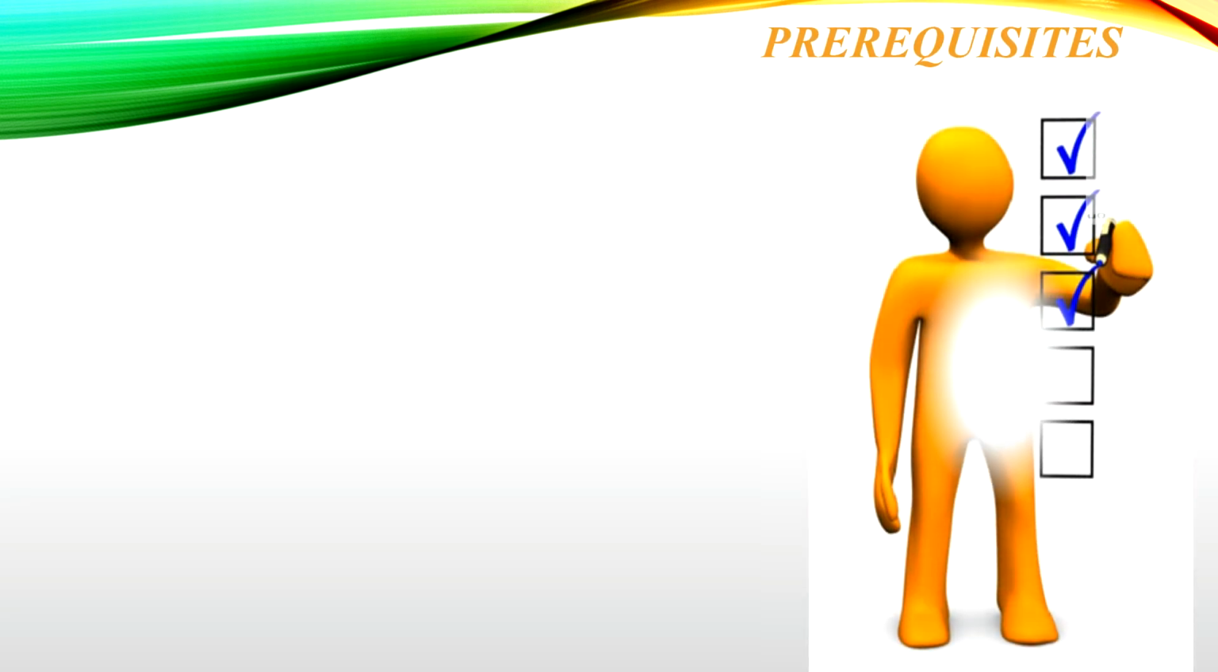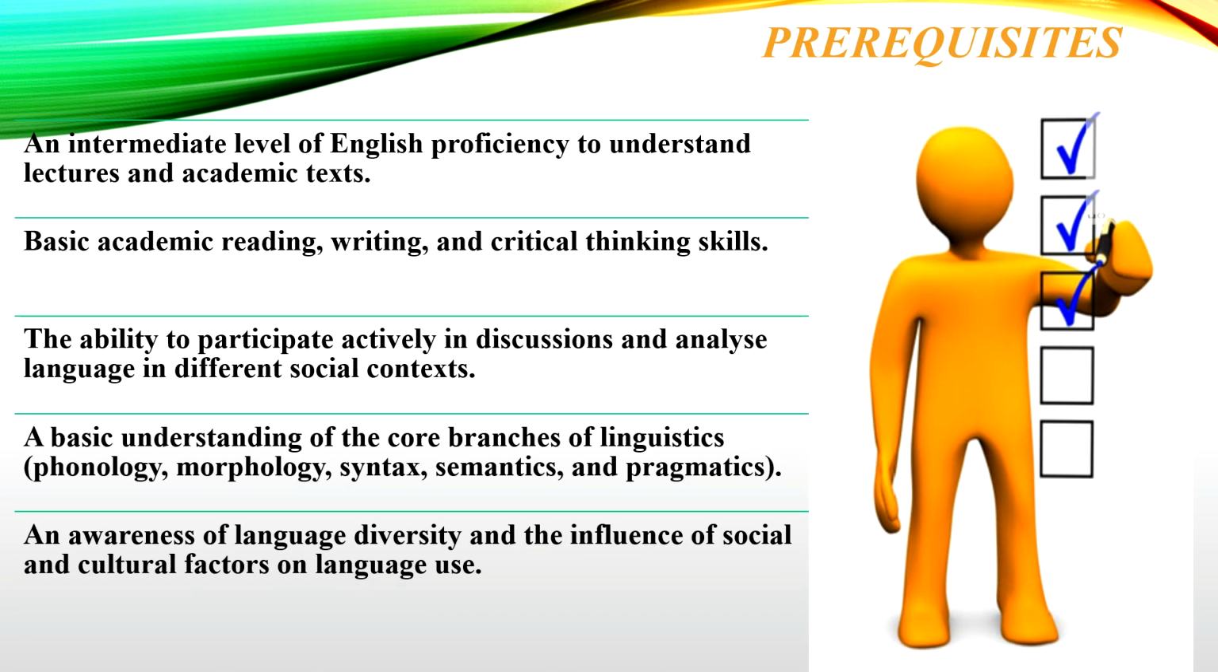Before starting the module, students should have some prerequisites. These are as follows. First and foremost, there are 2 basic prerequisites, which are an intermediate level of English proficiency, a level between B1 and B2, and basic academic skills such as reading, writing, and critical thinking. Also, students should have the ability to participate in classroom discussions and analyze language in different social contexts.